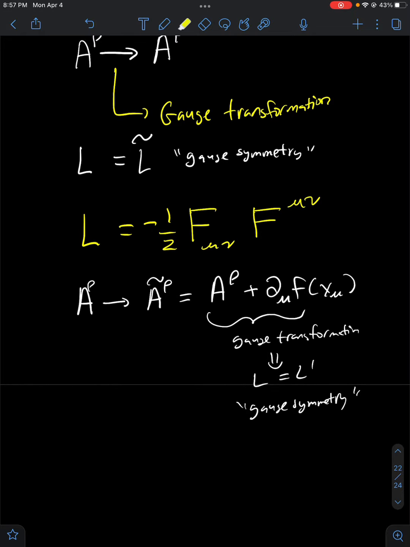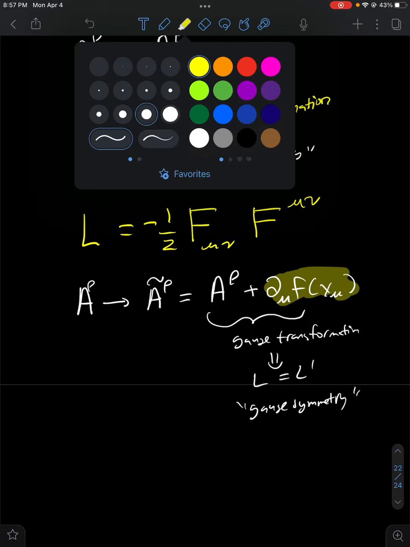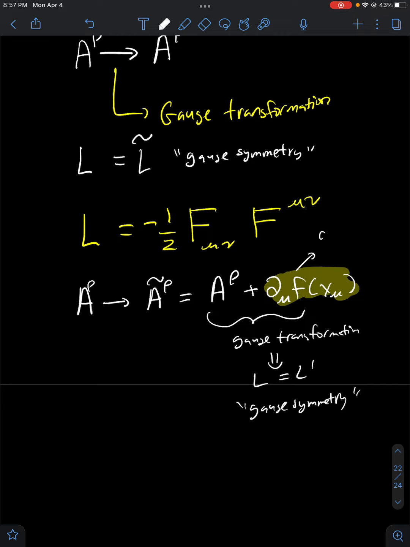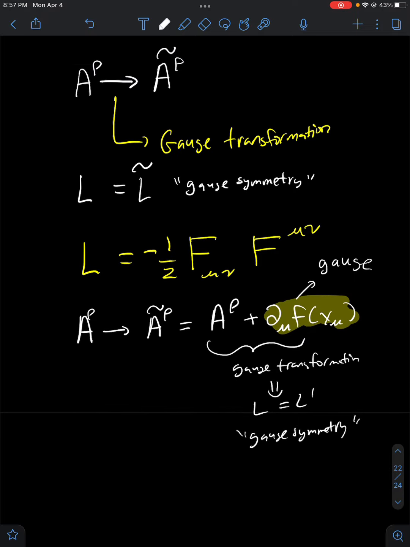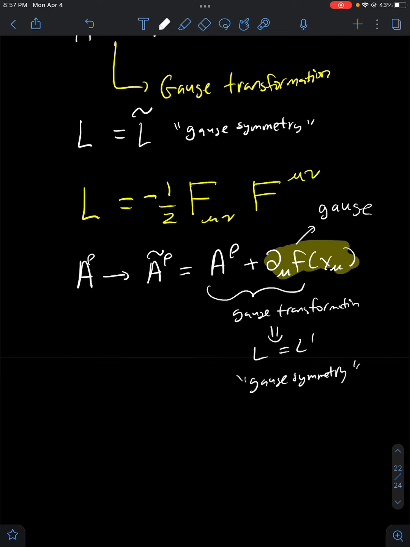Yeah, so this term over here, we like to call that term a gauge. That's just some extra terminology to memorize. We call that a gauge. So we just add a gauge to the old field to get the new field.